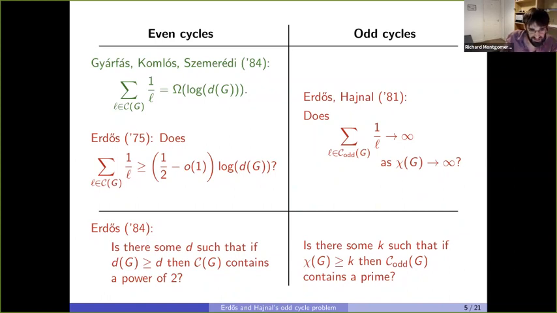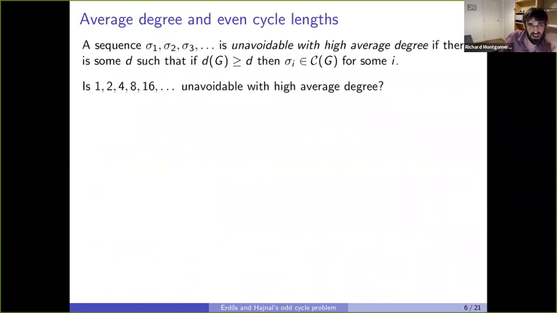So as I said, I covered the top left-hand quadrant. So what do we know about specific sequences in the bottom left quadrant? Let's have a quick definition. I'll say a sequence is unavoidable with high average degree if by imposing some degree condition, I guarantee one of those integers as a cycle length in my graph. So my question from the previous slide just becomes: are the powers of 2 unavoidable with high average degree? As I said, we know the integers are unavoidable with high average degree. That's trivial. How sparse a sequence can we get?